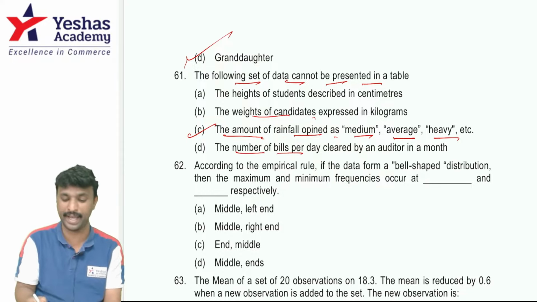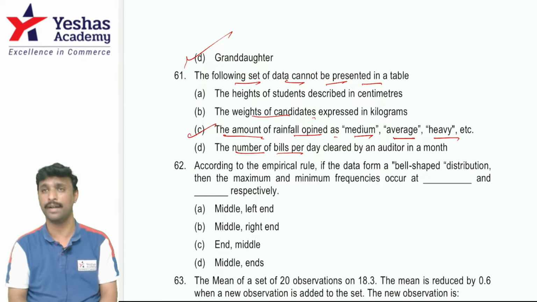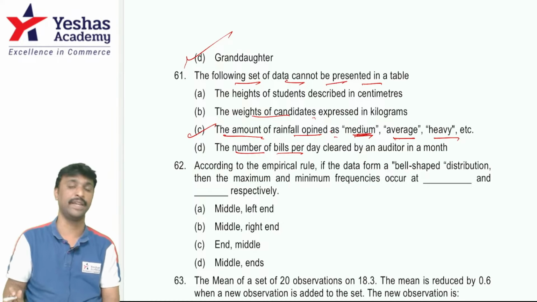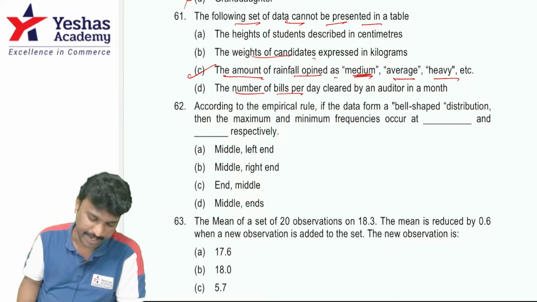The number of bills per day cleared by an auditor in a month, that is also a number. All this can be put in the table, but this medium, average and heavy cannot be put in the table as they are qualitative data. Have you understood? Next question.